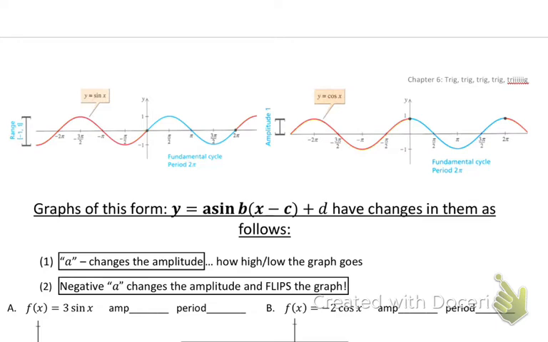All right. What we just drew is called the fundamental cycle. The fundamental cycle is from 0 to whenever that period ends. I don't talk much about the fundamental cycle. We just are going to keep doing the same graph every single time. We just start with that graph and we shift it and stuff. Here's the fundamental cycle of cosine.